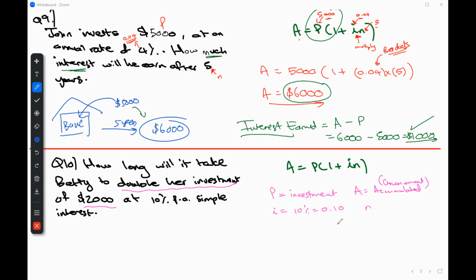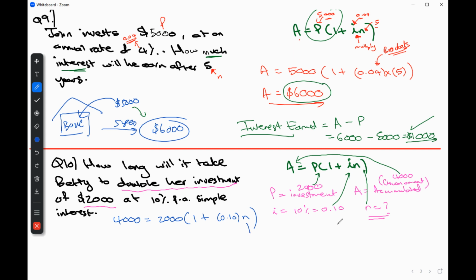Okay, so we want to double the investment. And so what we want to do here is start from 2,000 and make it 4,000. Put it in the equation. So here we go. 4,000, remember, is the ending amount, A. 2,000 is the starting amount, P. The bracket means multiply. So 1 plus I, which is 0.10, that's 10%, times N. And that's what we want to find. We want to find out what is N.